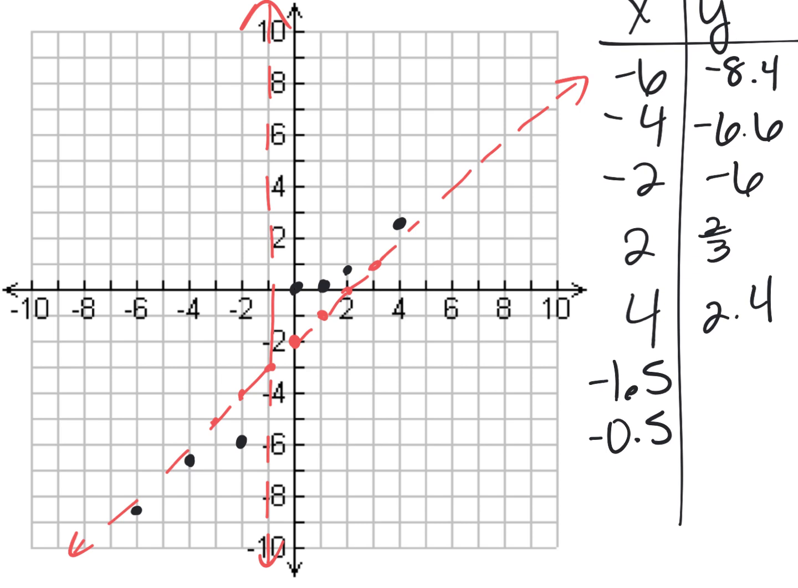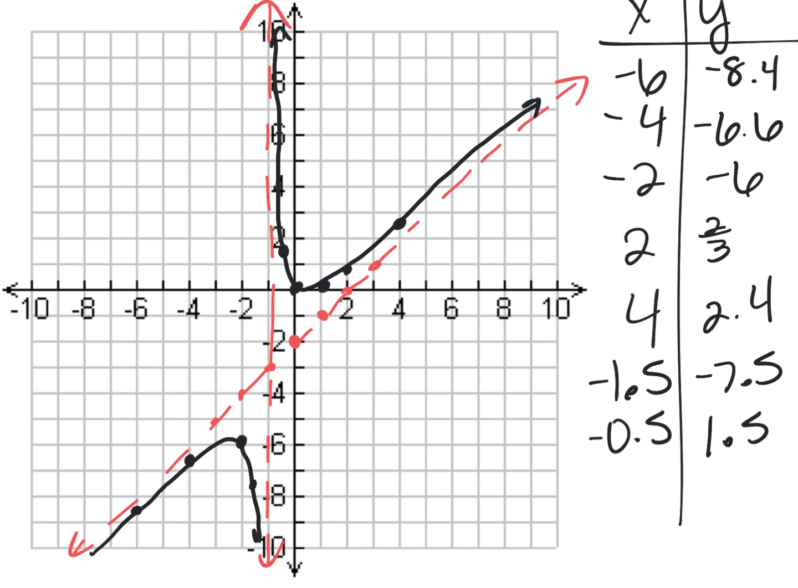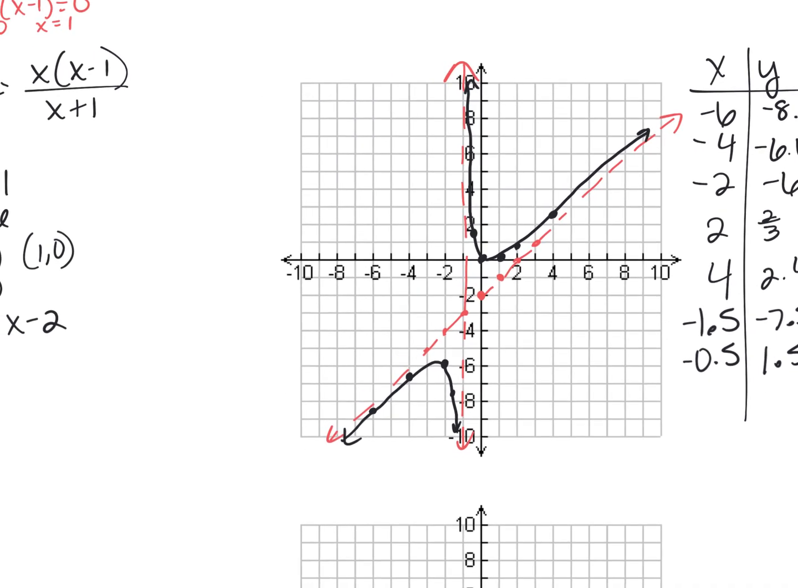So -1.5 will give you -7.5. And -0.5 will give you 1.5. So let's graph these. So (-1.5, -7.5) and (-0.5, 1.5). Okay, so I'm glad I did that because that gave me an idea of what this graph is going to do. And this one's actually pretty close to your asymptotes, both your slant and your vertical. So it looks something like that. Kind of cool.